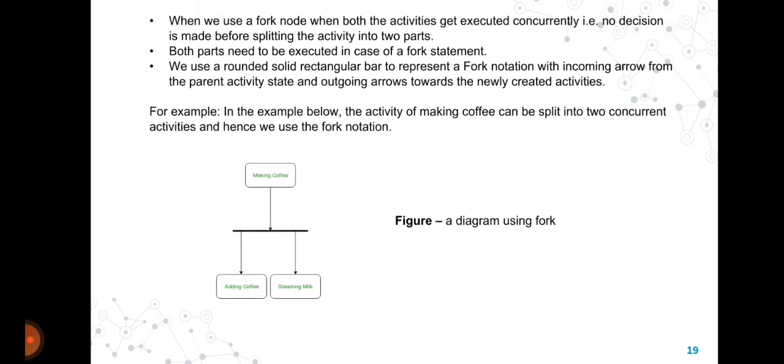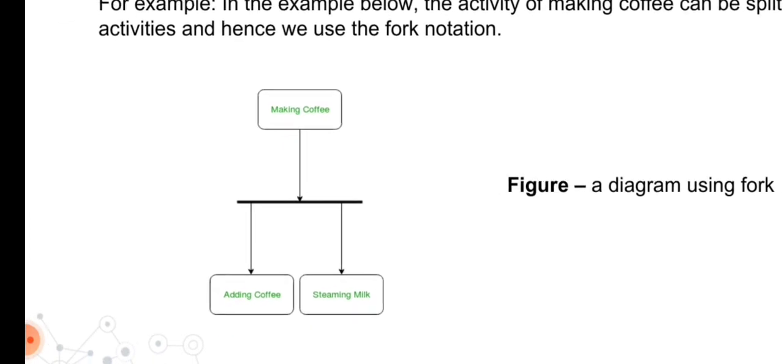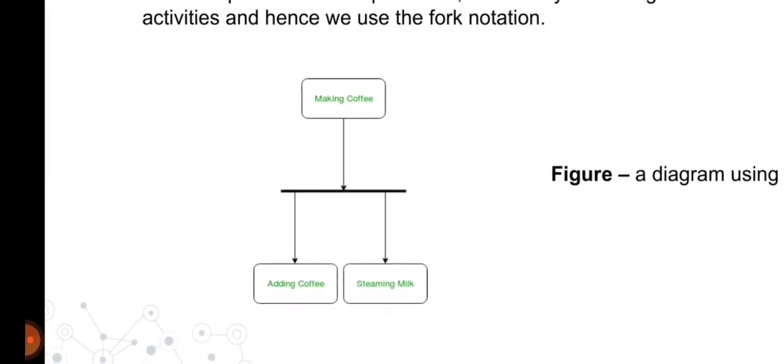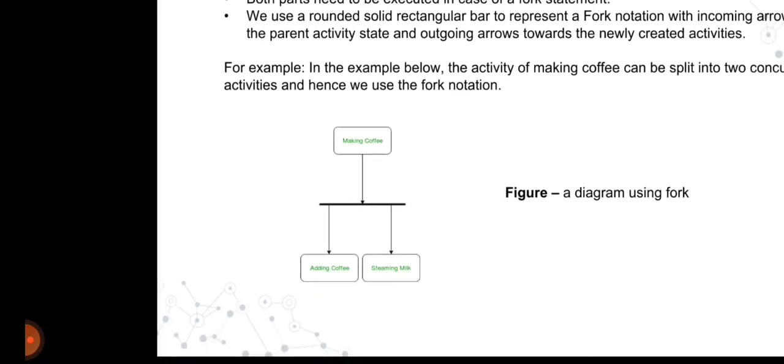We use a rounded solid rectangular bar to represent a fork notation with incoming arrows from the parent activity state and outgoing arrows towards newly created activities. For example, in the example given below, the activity of making coffee can be split into two concurrent activities, and hence we use the fork notation. Here we can see the activity making coffee is split into two: adding coffee and steaming milk.